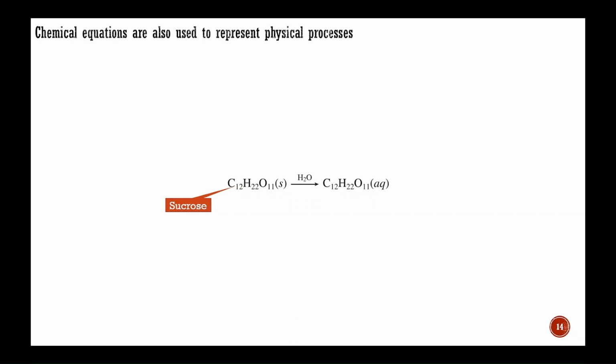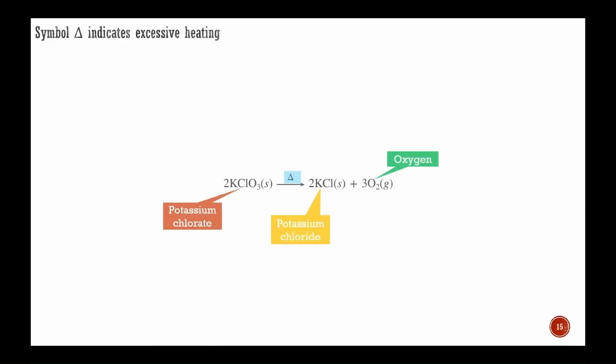For example, the dissolution of sucrose in water is a physical process that can be represented by the following chemical equation, where sucrose is shown with its molecular formula, C12H22O11. Here, the formula for water over the arrow in the equation denotes the process of dissolving a substance in water. Although formulas or symbols are often omitted for simplicity, they can be written above the arrow in a chemical equation to indicate the conditions under which the reaction takes place. For instance, in the chemical equation shown here, the symbol delta indicates that heat is required to make potassium chlorate react to form potassium chloride and oxygen.